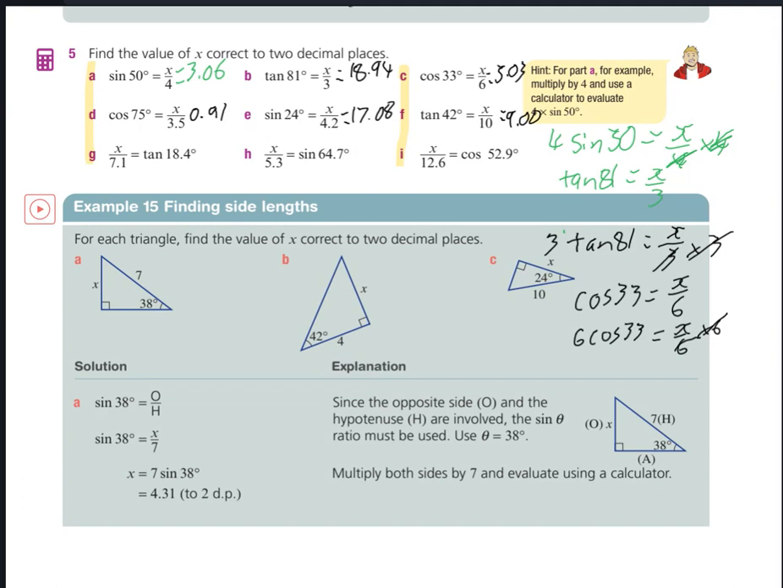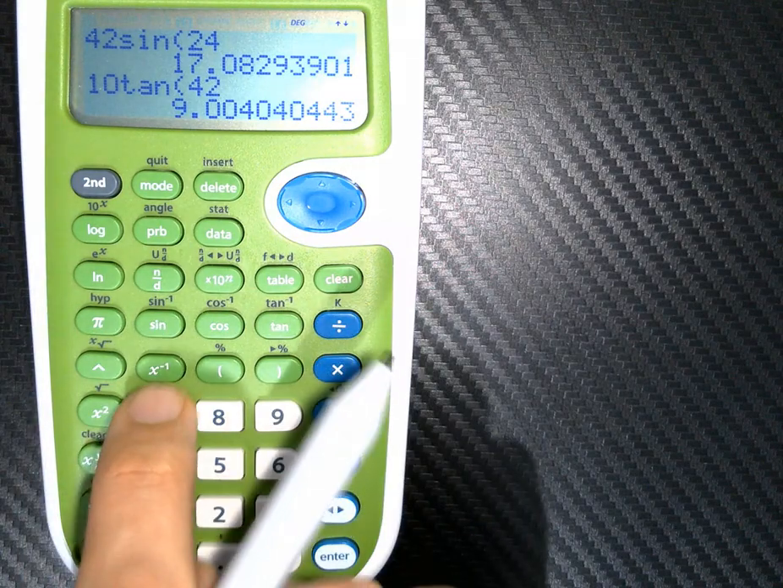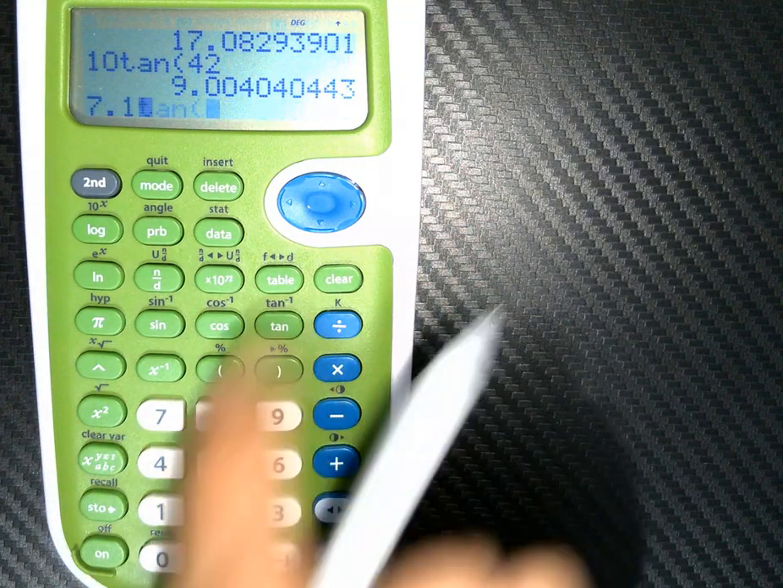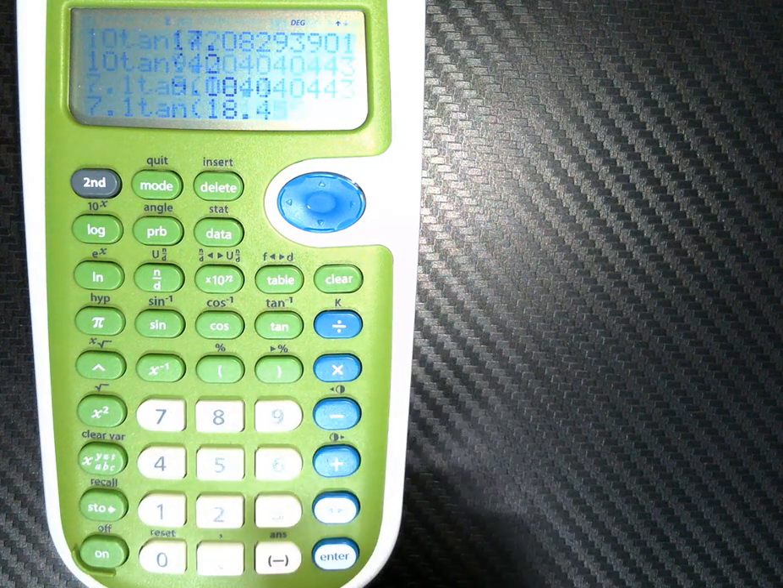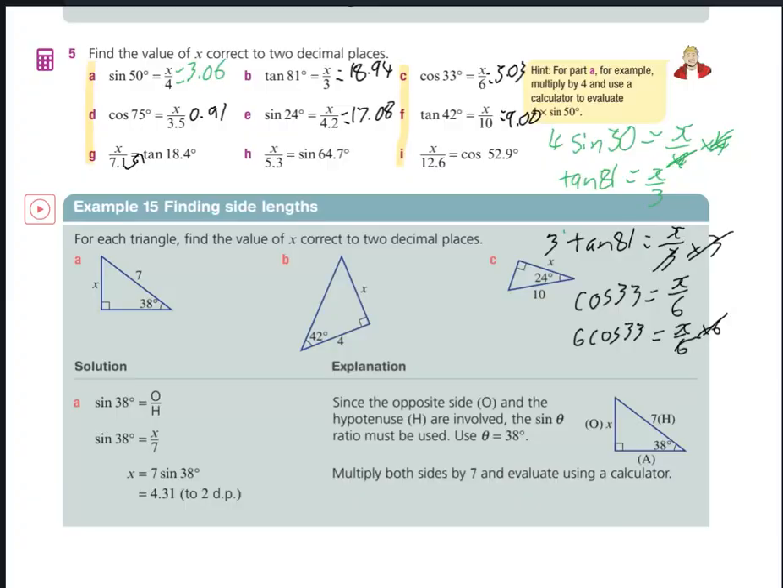G, 7.1 tan 18.4. I've mixed it up slightly by putting it on the left side, so this just goes up in front. 7.1 tan 18.4 is 2.36.